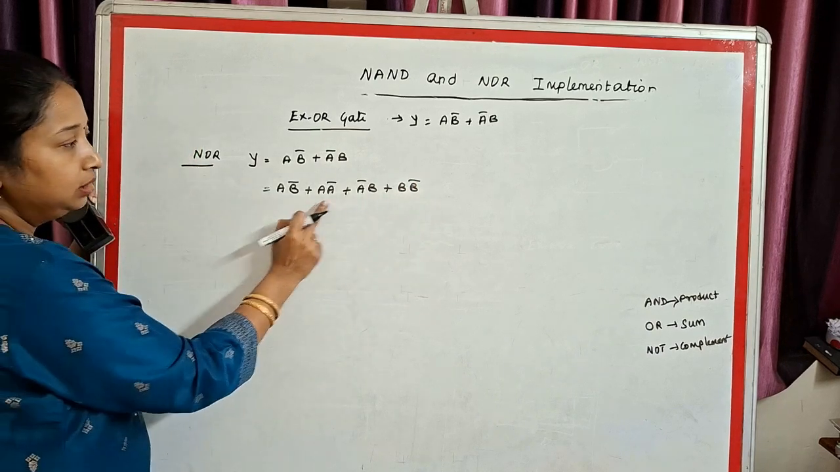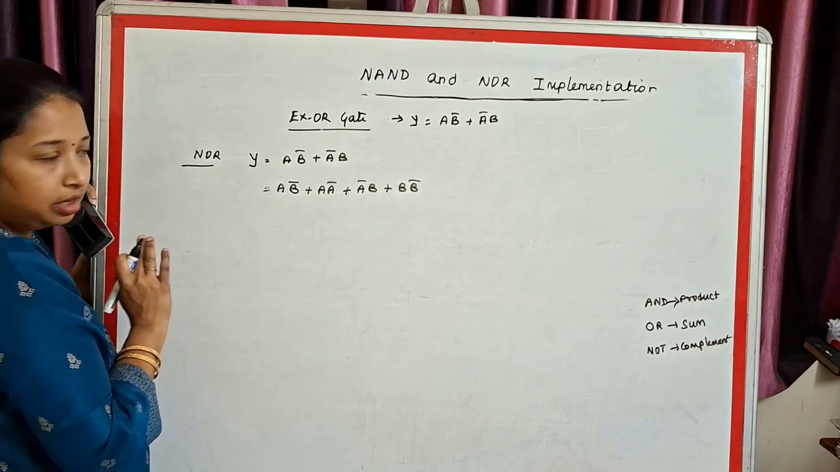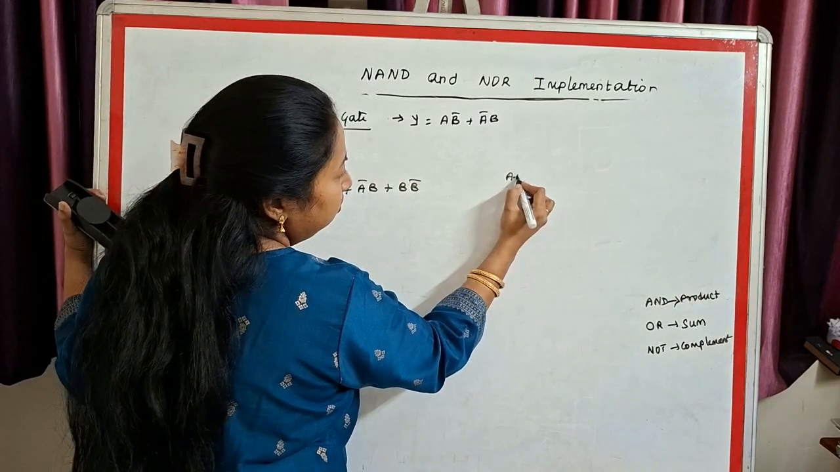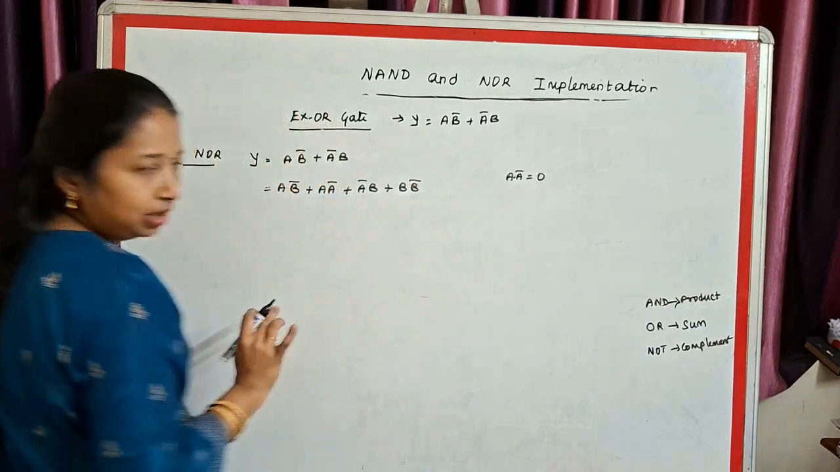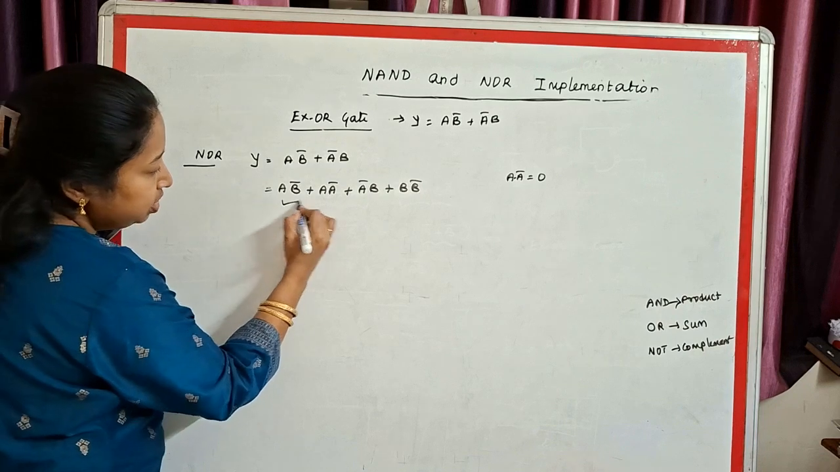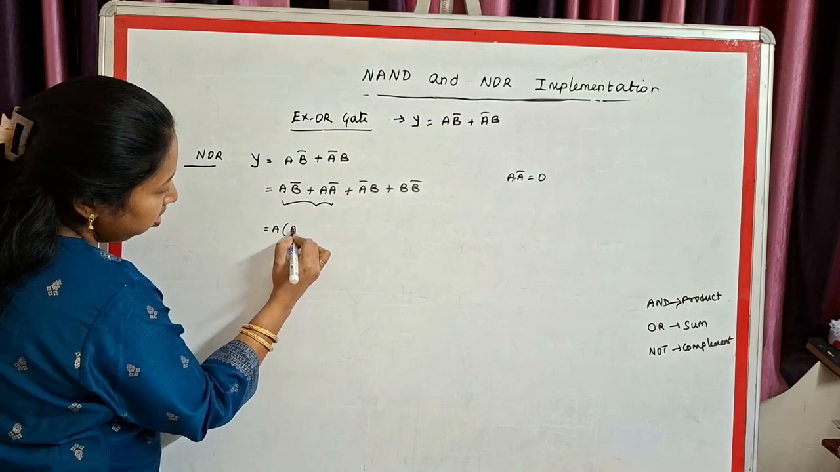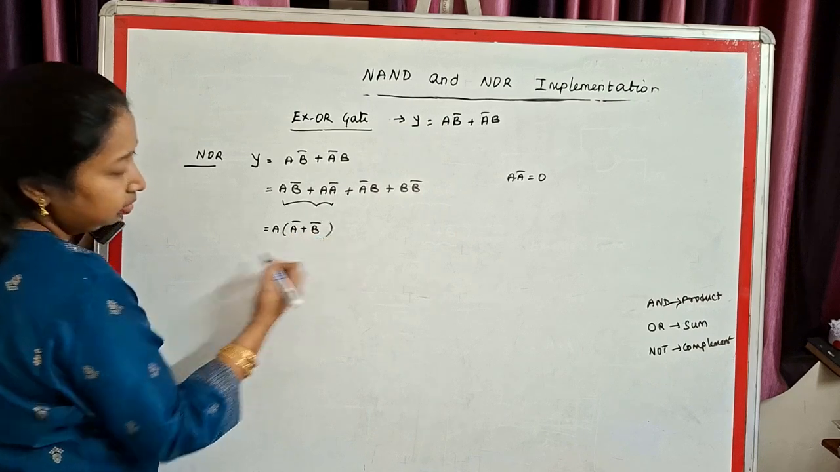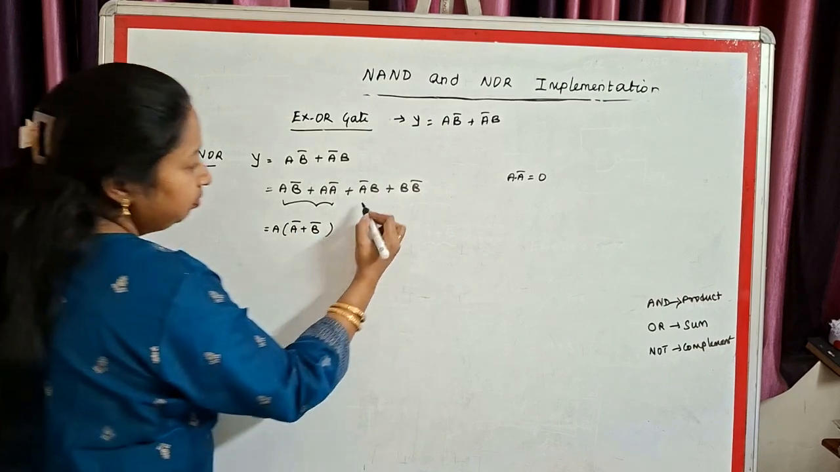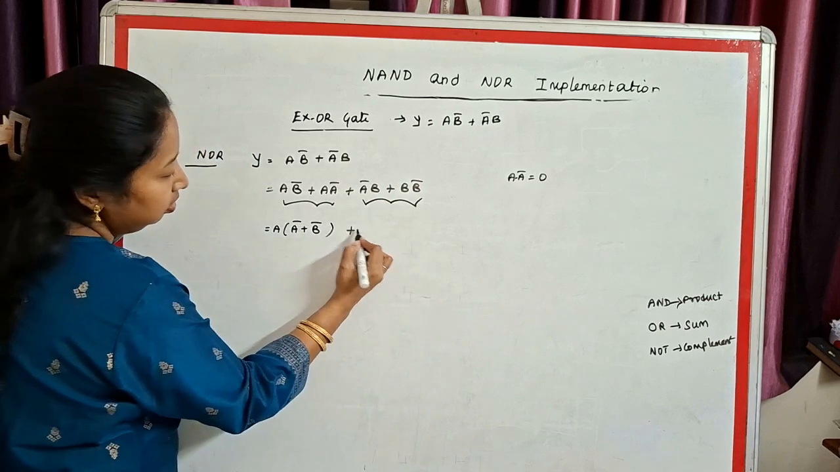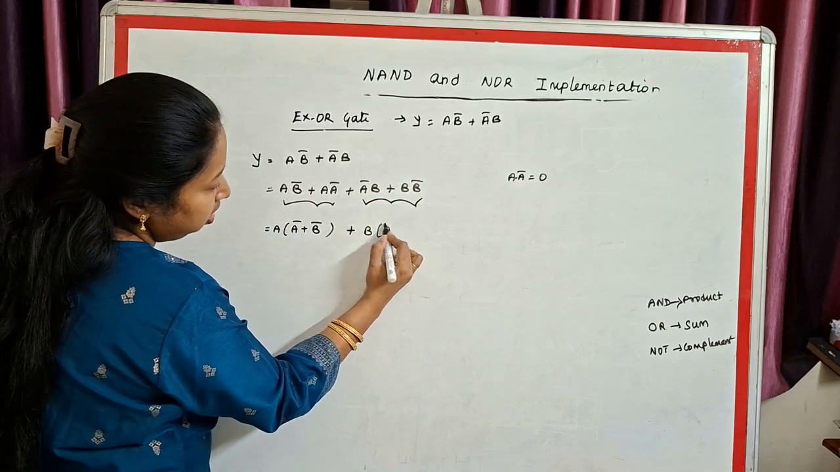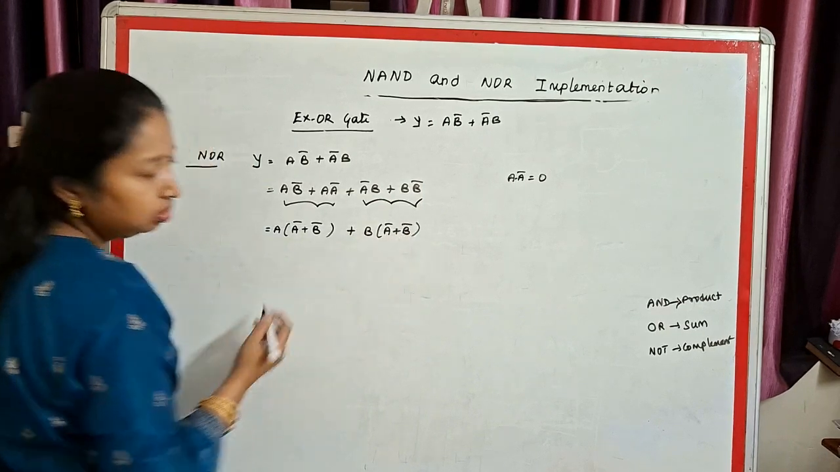You know A dot A bar is 0, B dot B bar is 0. Right? You very well know that. Fine. From these two expressions, which is common? A is common. So it is A plus B. And from these two terms, which is common? B is common. So it is A bar plus B bar.